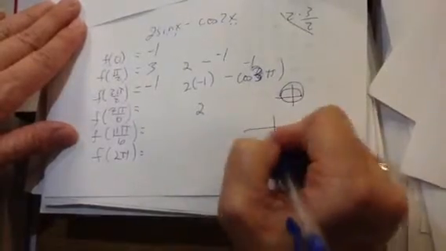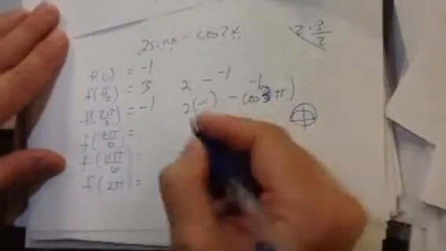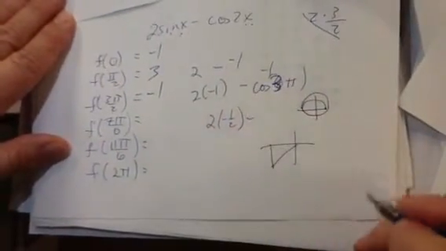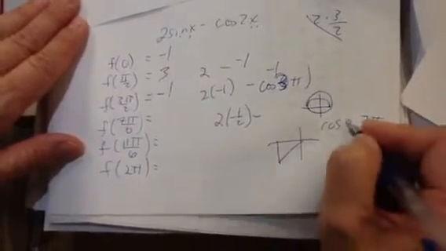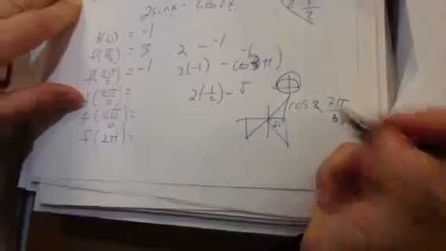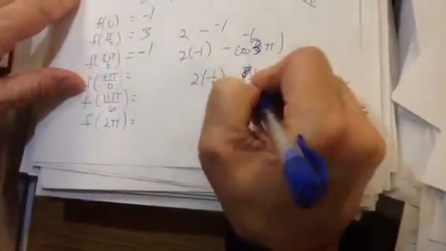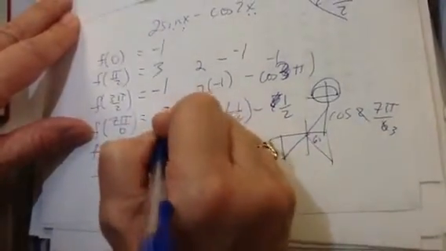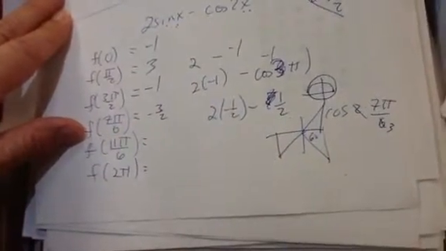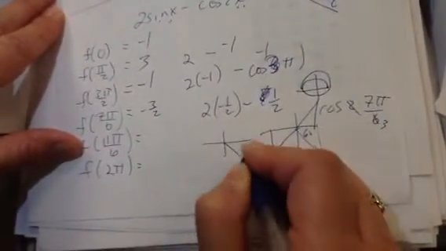That's 2 times, if you remember, 7 pi over 6 is here. So the sine of that was -1/2. Cosine of 2 times 7 pi over 6. It's 1/2. So now I have -1 minus 1/2 is -3/2. Now this is back over here. See where the triangular trig comes in handy? Sine of that, -1/2.